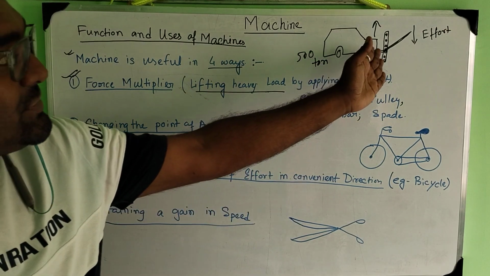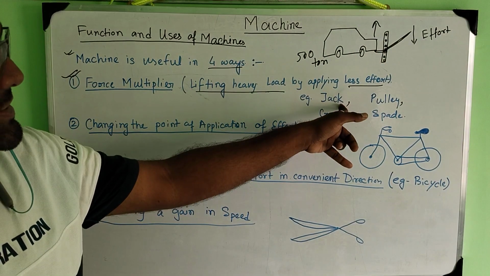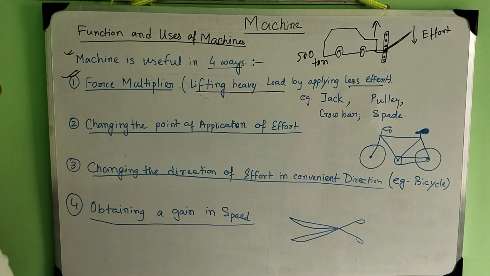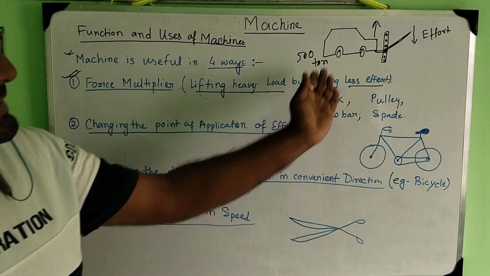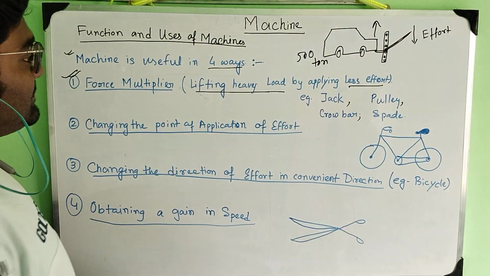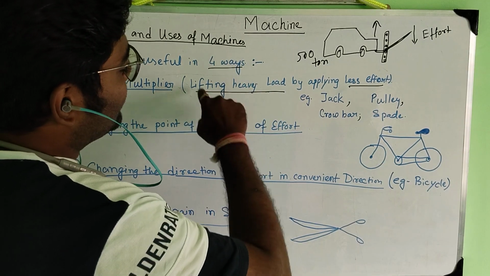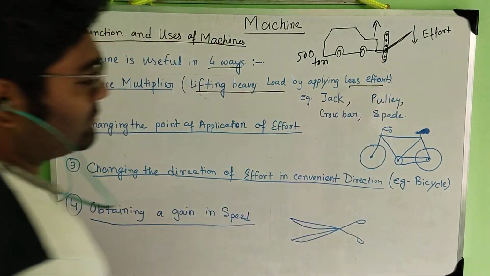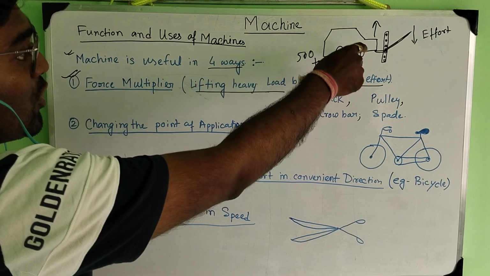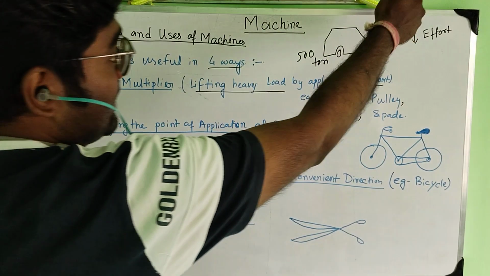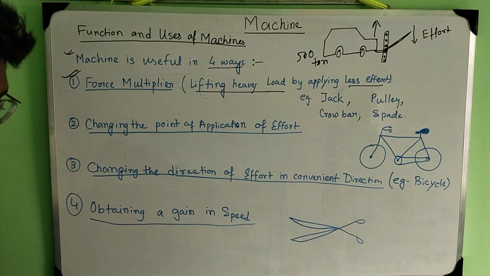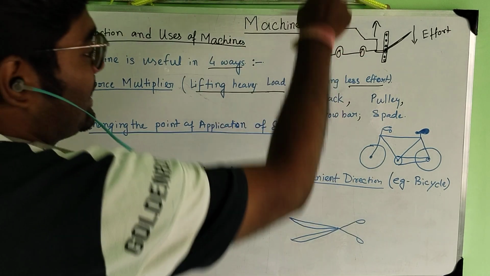So this is an example of a jack screw, and it is an example of a force multiplier. That means we can lift a heavy load by applying less effort. With the help of a jack screw, by using a small effort, we can lift a car.